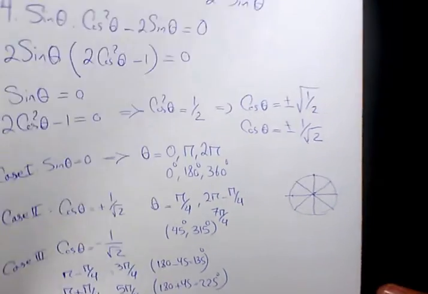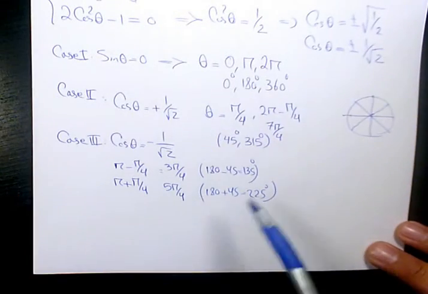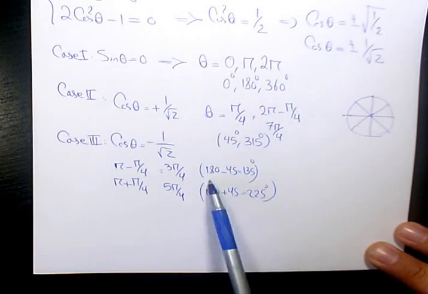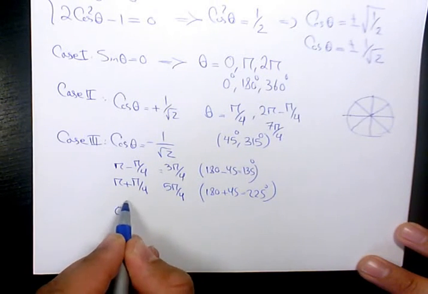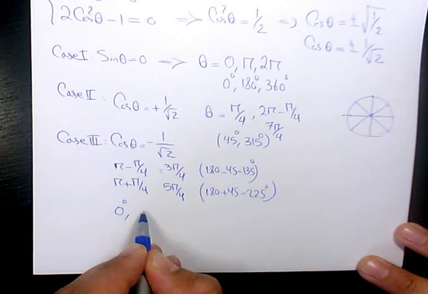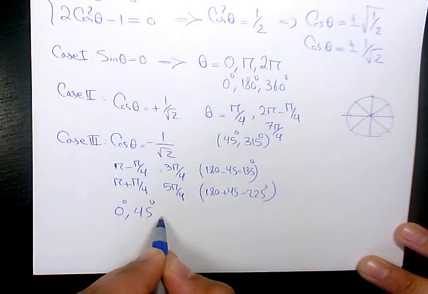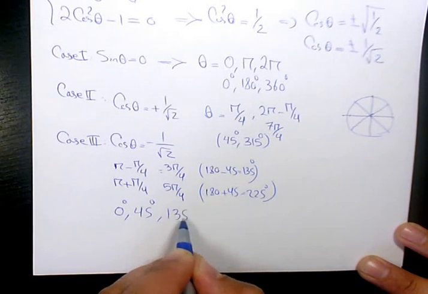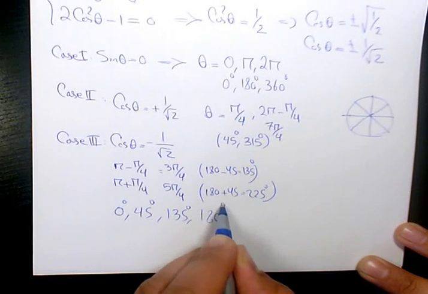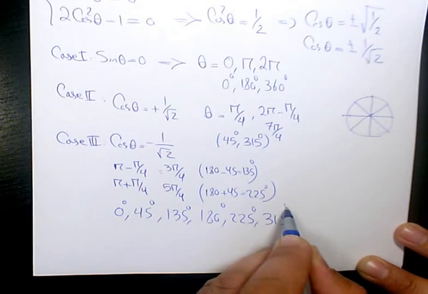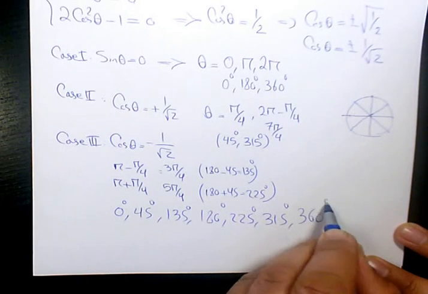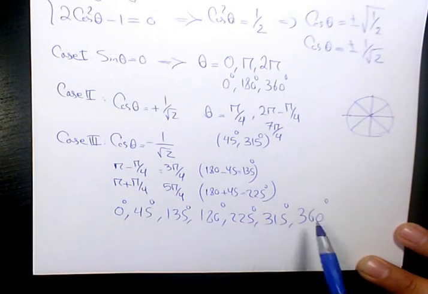So we have 7 answers. 3 here, 2 here, and 2 here. If I write it in increasing order, I will have 0 degrees, 45 degrees, 135 degrees, 180 degrees, 225 degrees, 315 degrees, 360. 1, 2, 3, 4, 5, 6, 7.